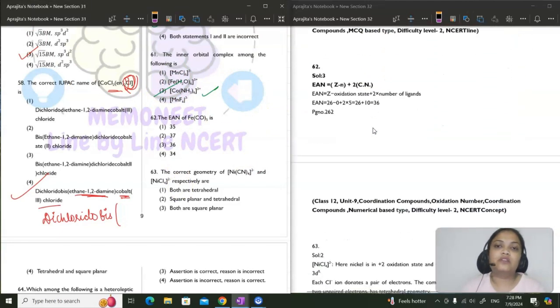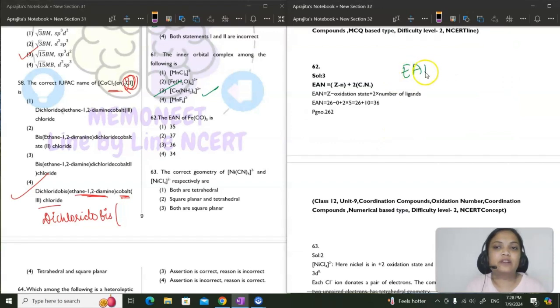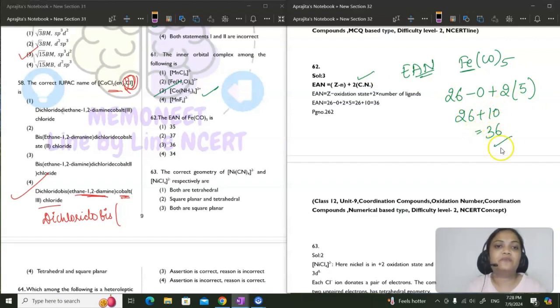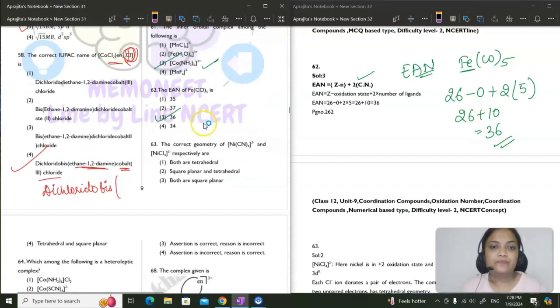Now the EAN, also we have to find out the EAN, effective atomic number, for Fe(CO)5. Okay, so it is Z minus the oxidation state. So Z for iron is 26. Here the oxidation state of iron is 0, so minus 0. And for carbonyl there will be 2 electrons. So 2 into how many carbonyl ligands? 5 ligands. So 26 plus 10, it will be 36. So effective atomic number for Fe(CO)5 is 36.